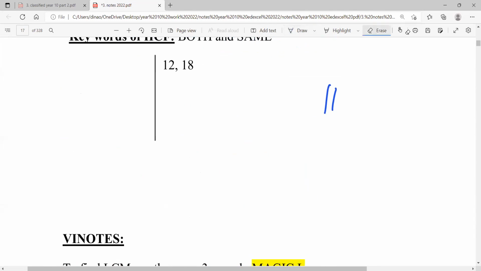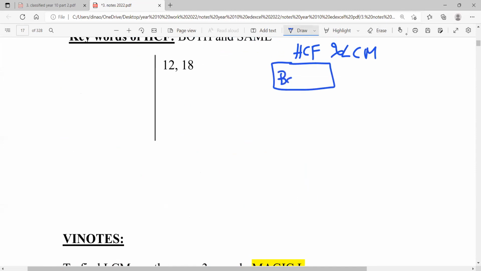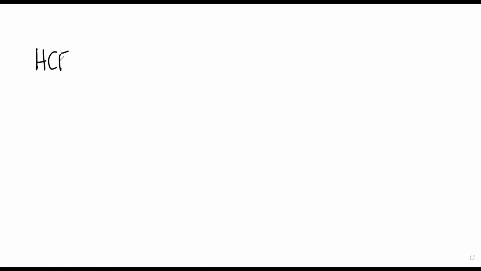خلاص تمام. فهنا the question says find HCF and LCM. HCF and LCM. في عندنا keywords لل HCF اللي هي both and same. دي الكي ووردز بتاعت ال HCF. فأنا هعمل إيه؟ خلينا نروح على الوايت بورد أحسن عشان يبقى عندي مكان كده أشتغل فيه كبير. Let me rewrite the question هنا. قلنا the question says find HCF and LCM of 12 and 18.